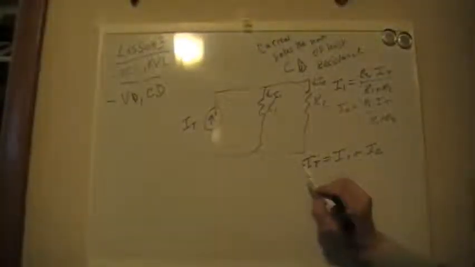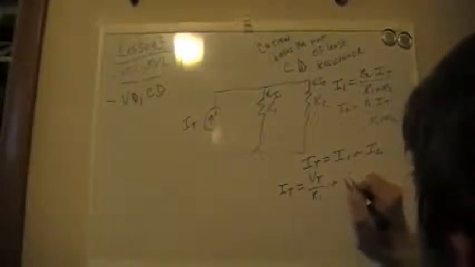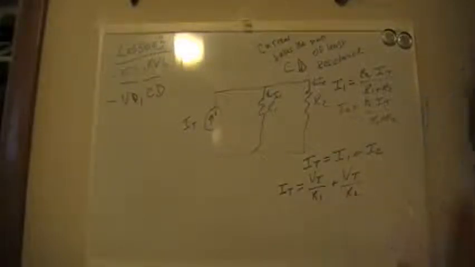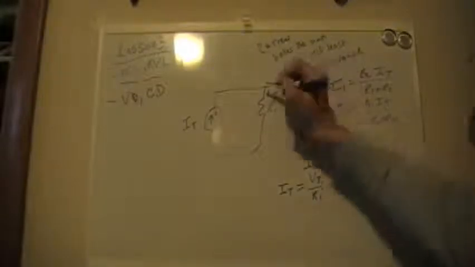What do we do from here? Well, what we can do at this point is we can say that IT is equal to I1, which is also V total divided by R1, plus V total divided by R2. Why is that? Why is it the same voltage here? Because voltage is the same in parallel. Elements that are in parallel with each other have the same voltage across them.